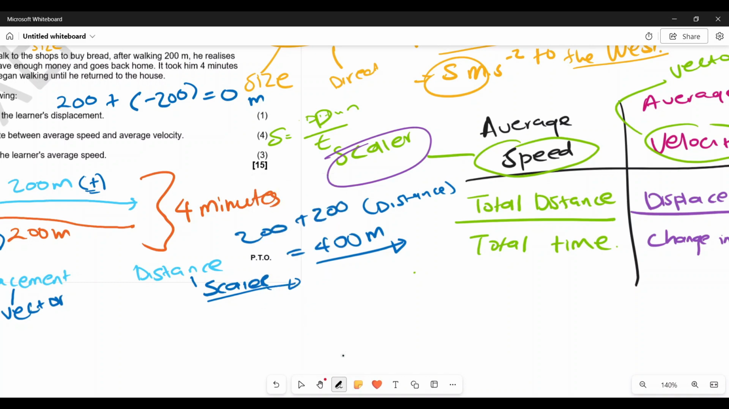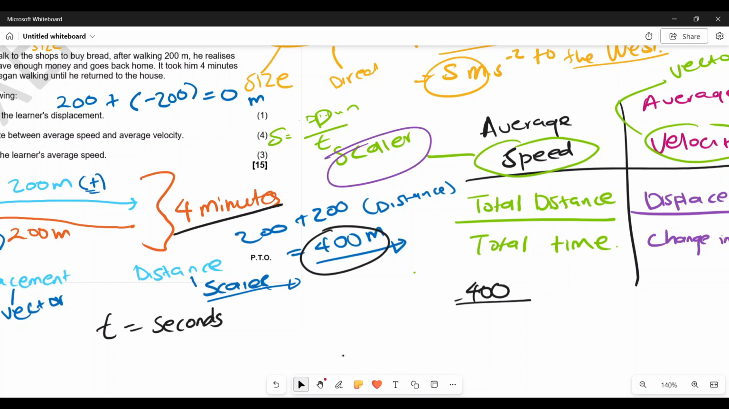So to calculate my average speed, what is the total distance that the learner traveled? 400. Now, what about the time? Remember, your time must be in terms of seconds. And here they told us that it took him 4 minutes. To convert this 4 minutes to seconds, I would need to multiply the 4 by 60, and this would give me 240 seconds. Now, punching this into my calculator, my average speed would be 1,67 meters per second.